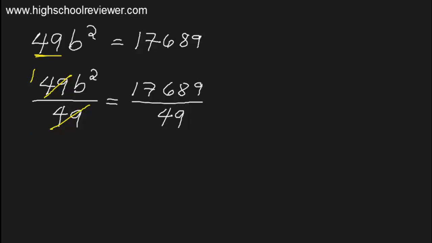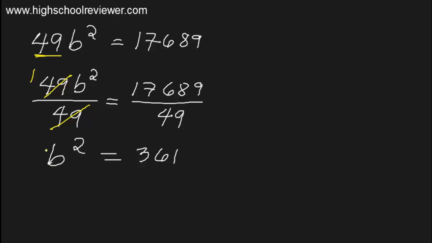So 49 divided by 49, we can cancel this out, that is equal to 1. So what will be left on the left side will be b squared. And then we have 17,689 divided by 49. That will give us 361. To find b, we need to extract the square root of both sides of the equation.